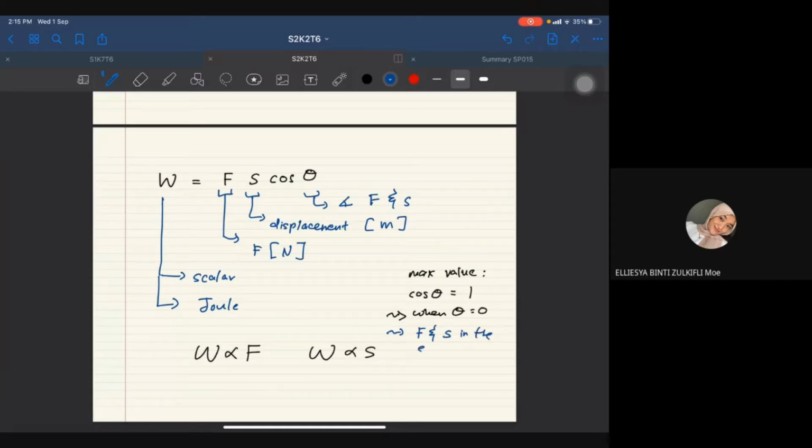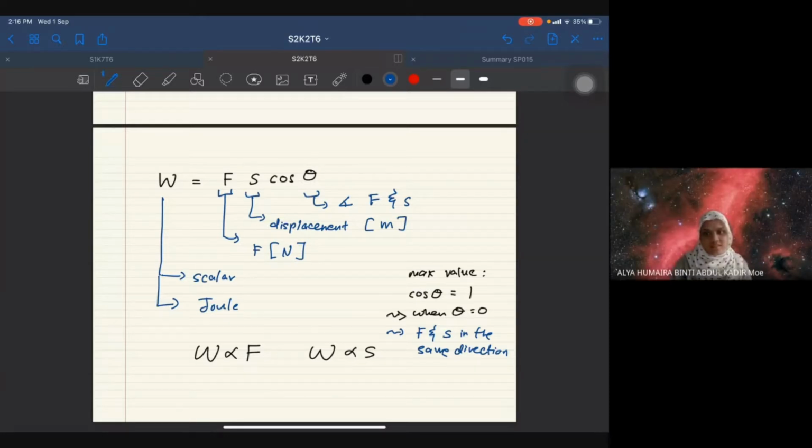Boleh bayangkan tak? You guys okay? Maksudnya dia kalau ke kanan je. Yeah, maksudnya F dengan S tu sama direction. Maksudnya F tu ke kanan, S tu ke kanan. So same direction, it means that theta is equals to 0. So that F is actually contribute the largest work lah. I mean, it will be a maximum work done on the system if it is in the same direction compared to not lah.